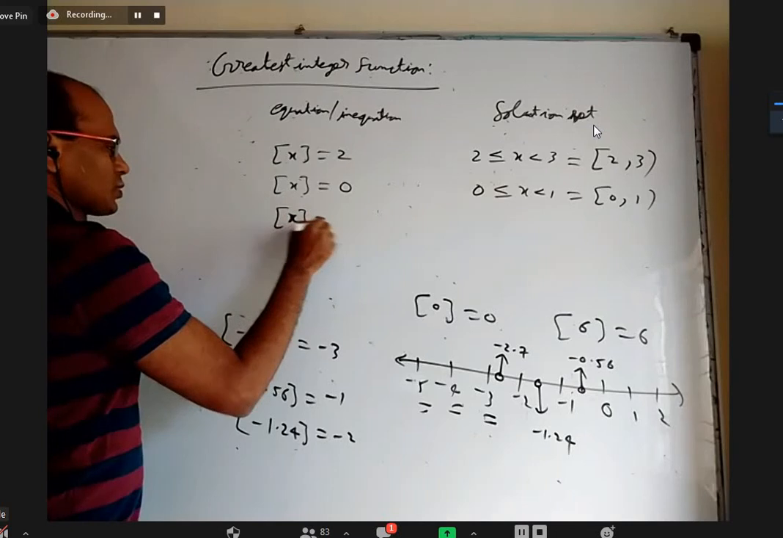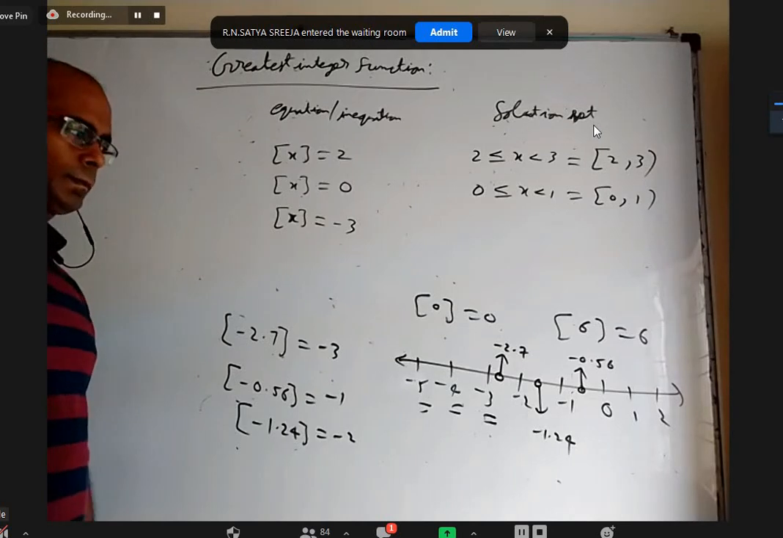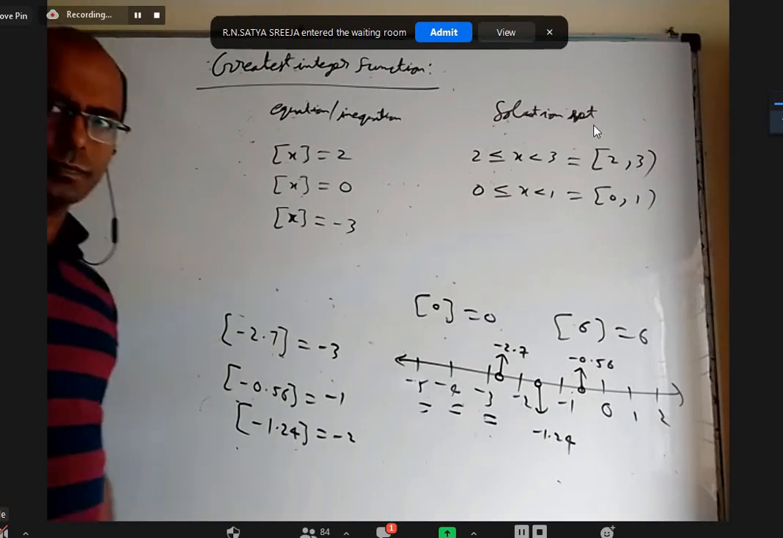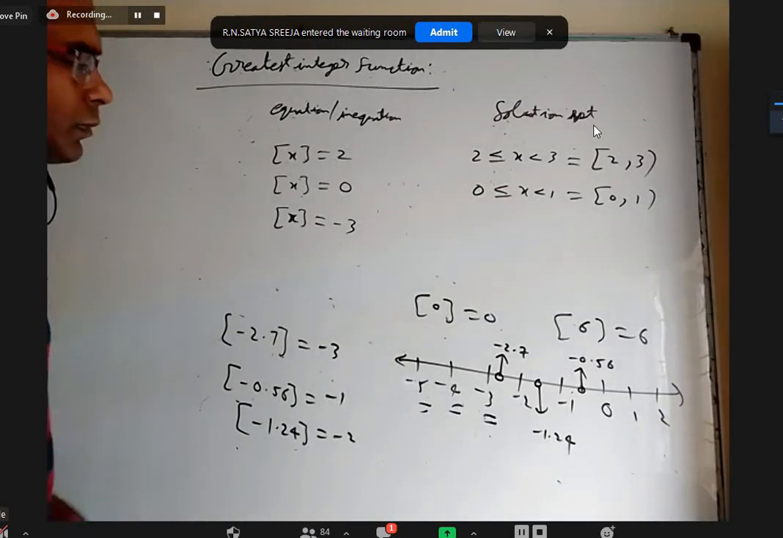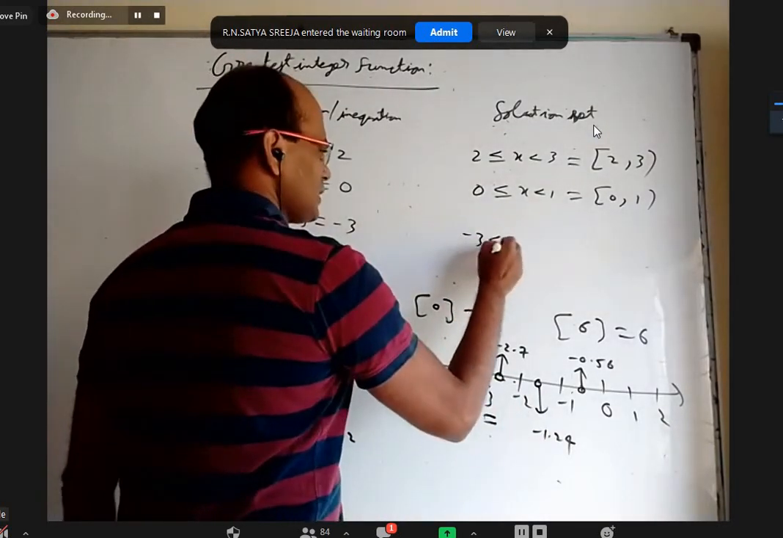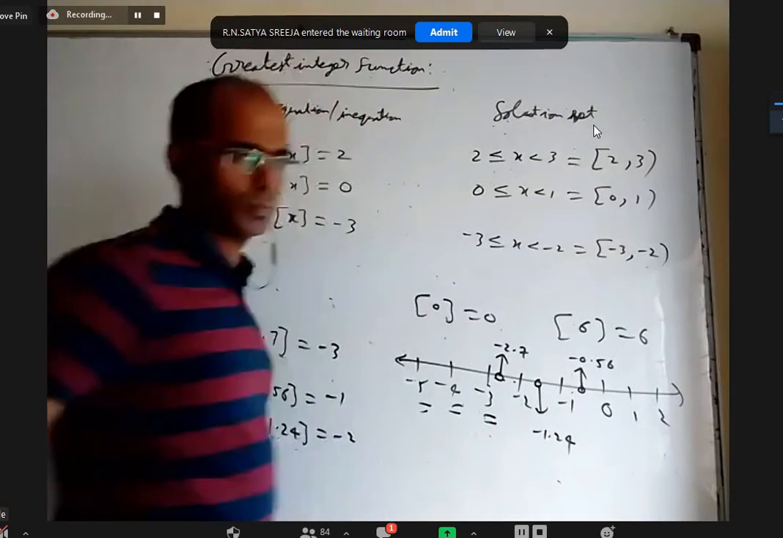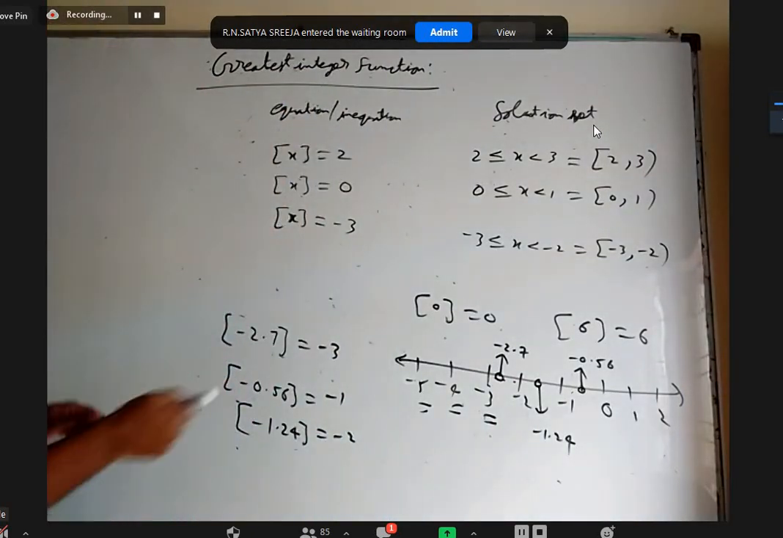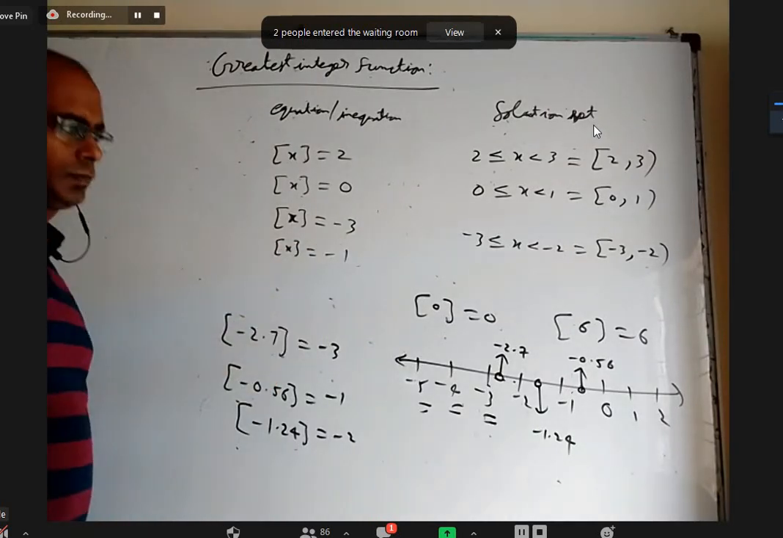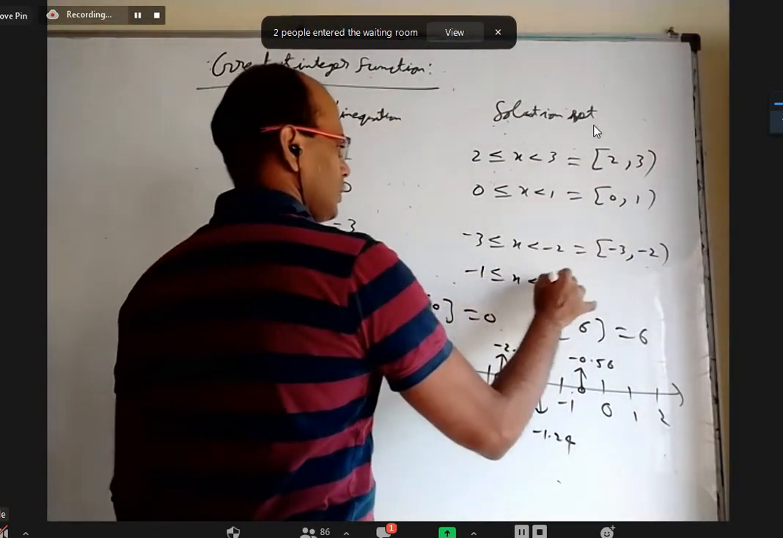Integer part of x is equal to minus 3. Closed interval minus 3 to open interval minus 2. Yes, you have to take all these things, then minus 3 will come. So minus 3 less than or equal to x less than minus 2. Integer part of x equal to minus 1: closed minus 1 to open 0.